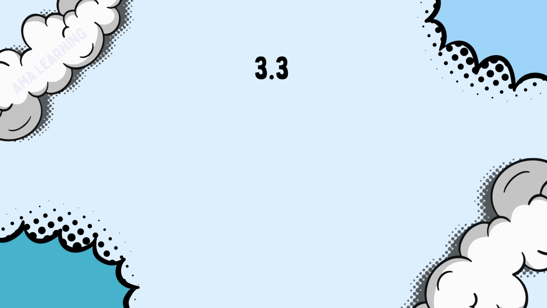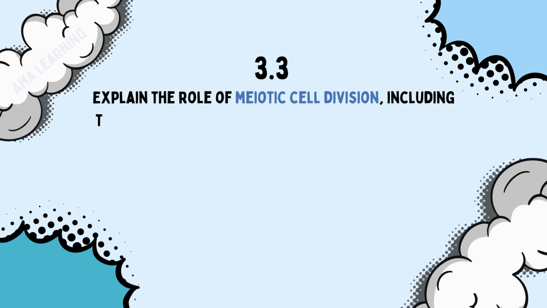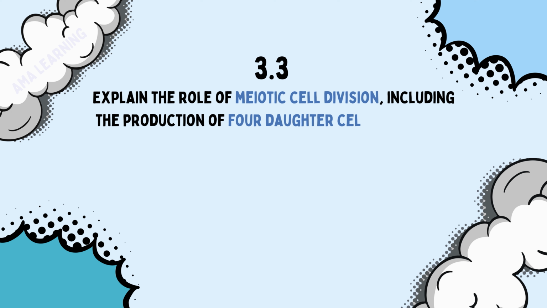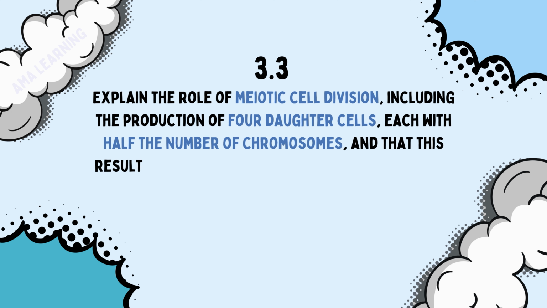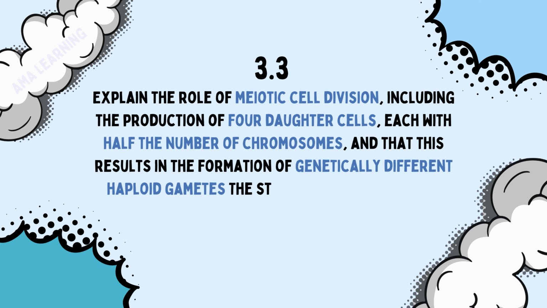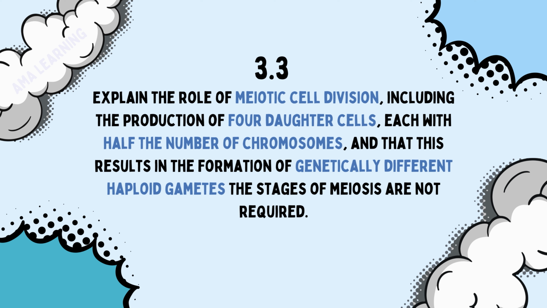Specification point 3.3. Explain the role of meiotic cell division, including the production of 4 daughter cells, each with half the number of chromosomes, and that this results in the formation of genetically different haploid gametes. The stages of meiosis are not required.